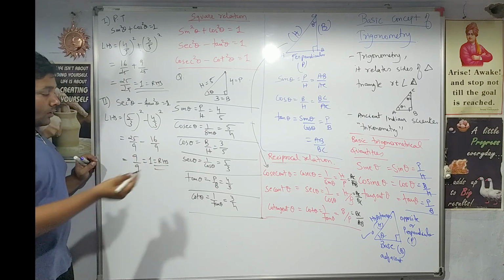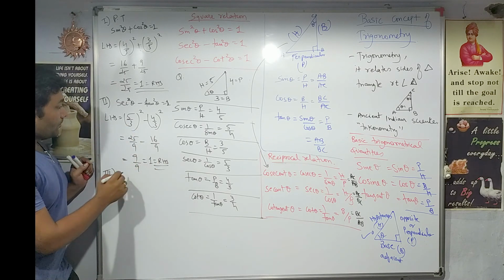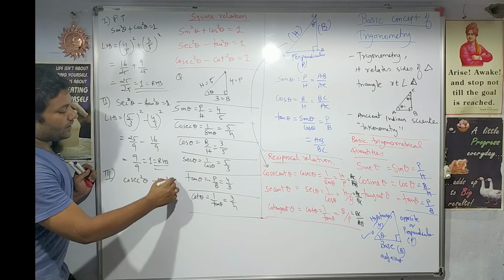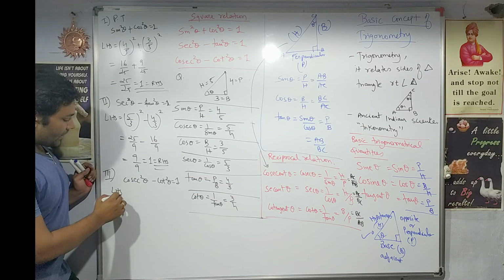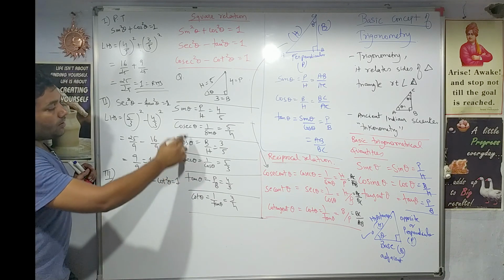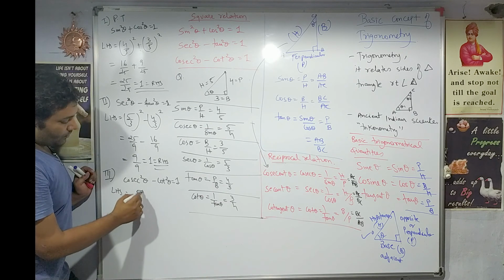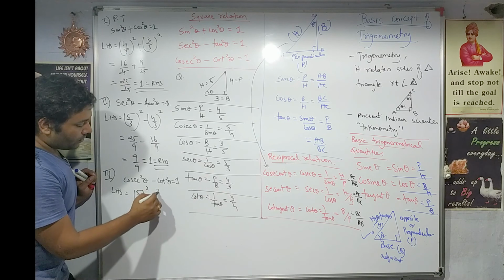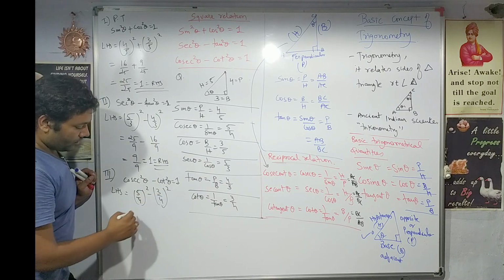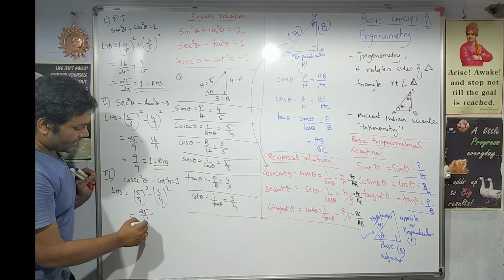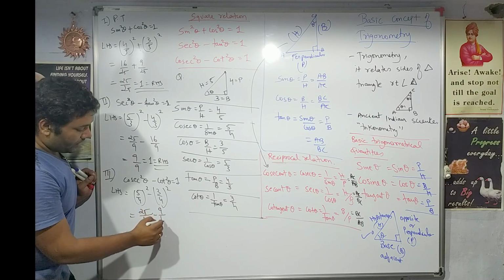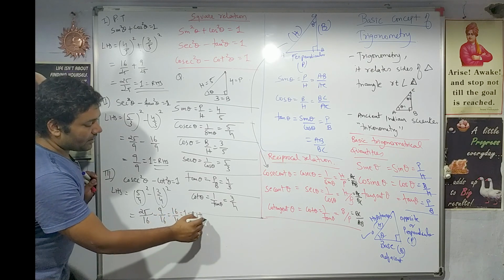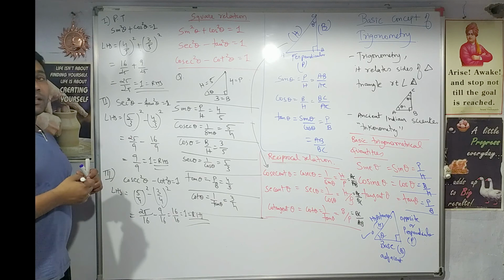Hence proved. Let us try to prove the third relation, that is cosec square theta minus cot square theta is 1. Again taking the left hand side, what is the value of cosec theta? 5 by 4 square. What is the value of cot theta? 3 by 4 square. So this will be 25 by 16 minus 9 by 16. This gives me 16 upon 16, again that is 1, equal to RHS. Hence proved. So trigonometry is so simple.